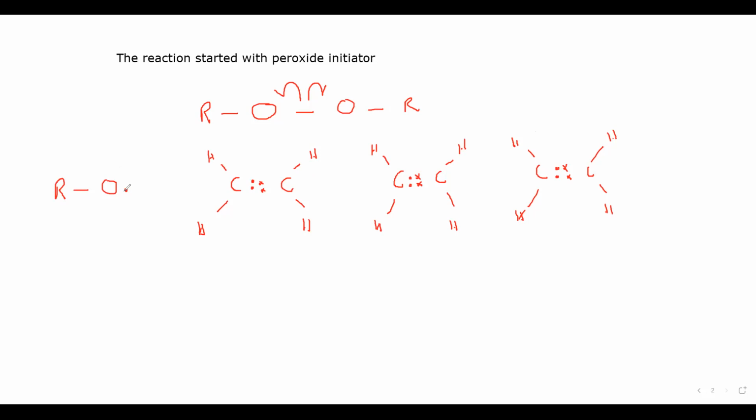This oxygen will try to form a bond with one of the carbons. So the carbon will break the bond and use this electron to form a bond with oxygen. What results is the formation of RO. Then there's a free electron on the oxygen, and there's one electron the carbon took from the bond with the other carbon. So they will form a bond with each other.